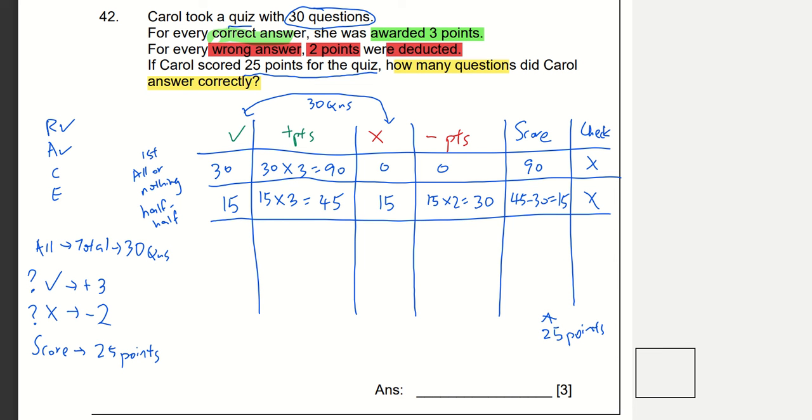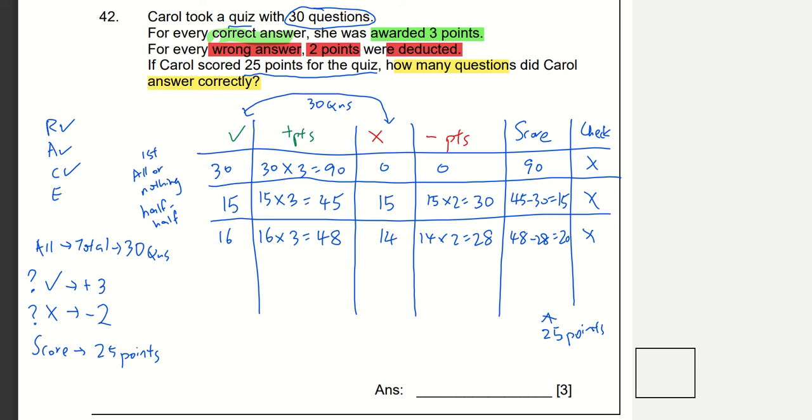That means actually I have more questions I get right. Then I will move from 15 and go upwards. Let's say I try 1 more. So 16 questions correct and 14 wrong. That's my next guess. So this method here is guess and check. So 16 times 3, 48, 14 times 2, 28, 48 minus 28. Okay, very close, 20. And that's still not correct. So 25, getting closer and closer.